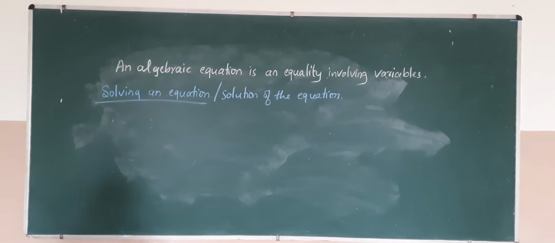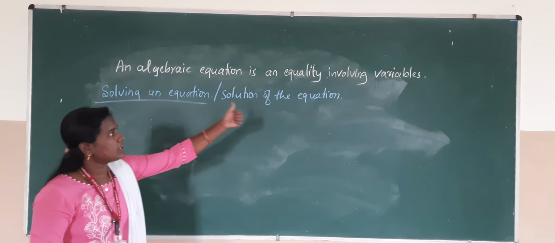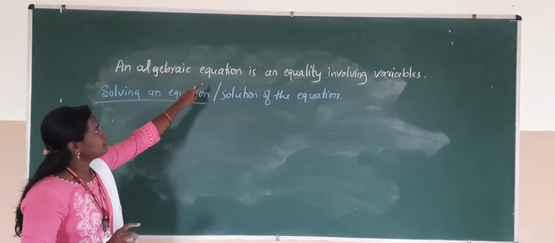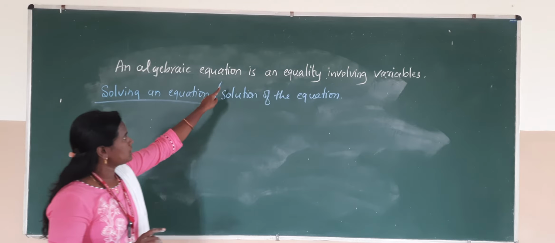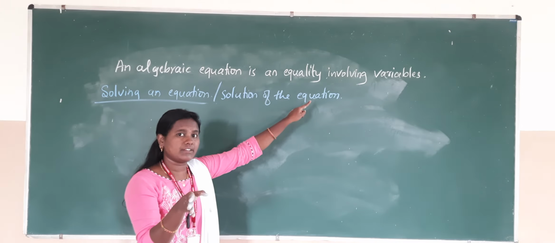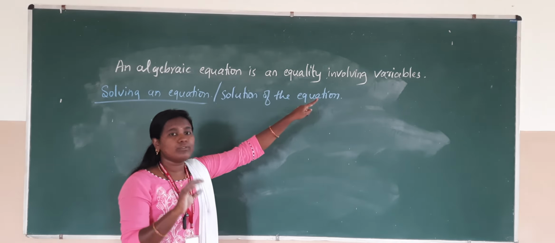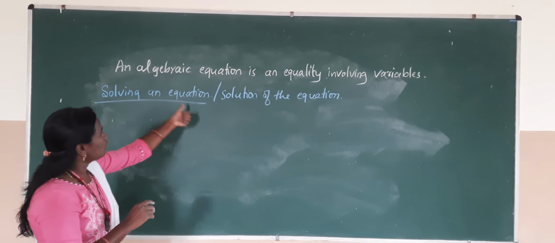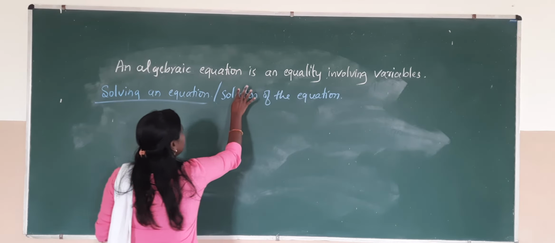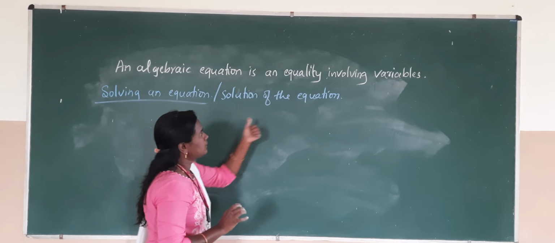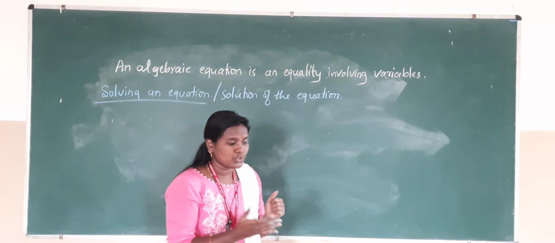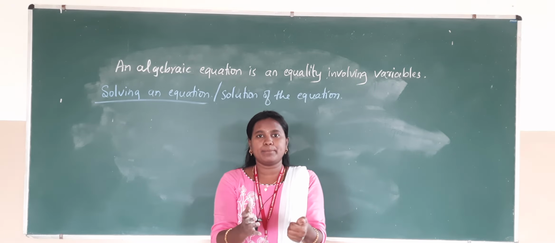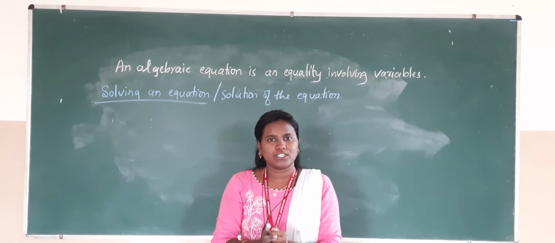See, an algebraic equation is an equality involving variables. So what is the meaning of the equation? An algebraic equation is an equality involving variables. Yes, so now we'll go for how to solve an equation, or the solution of the equation. How to find the solution of the equation? That solution is nothing but finding the value of the variable given in the equation.